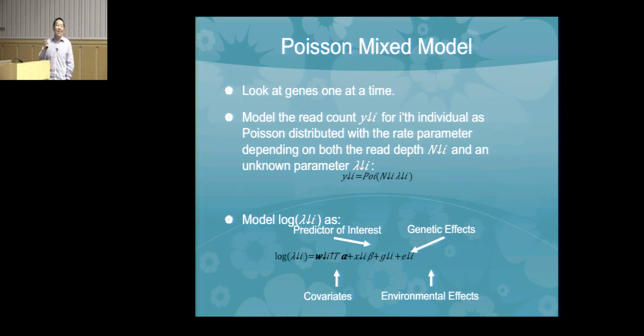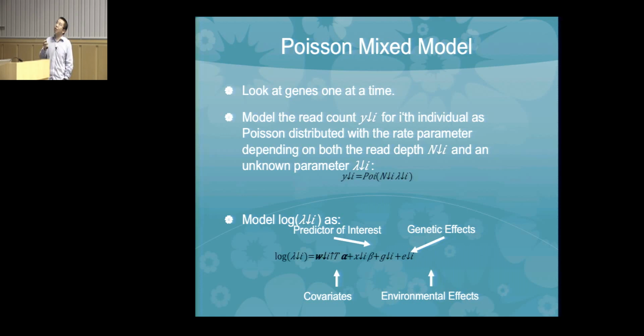So basically, the mixed model looks at each gene at a time. We are going to do a differential expression analysis, and to do that, we look at each gene at a time and fit this model. This model looks actually quite straightforward. We model this count data, Y subscript i, the count data for the i-th individual. Because it's count data, we naturally model it as Poisson distributed, with a rate parameter that depends on two factors.